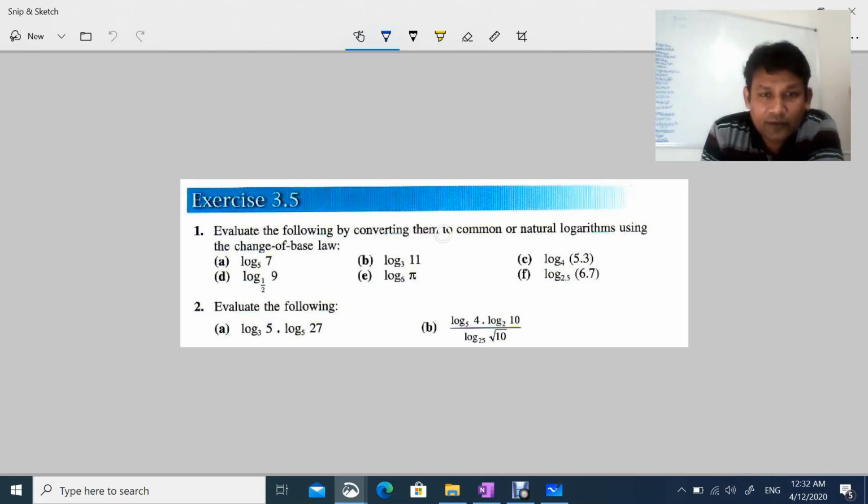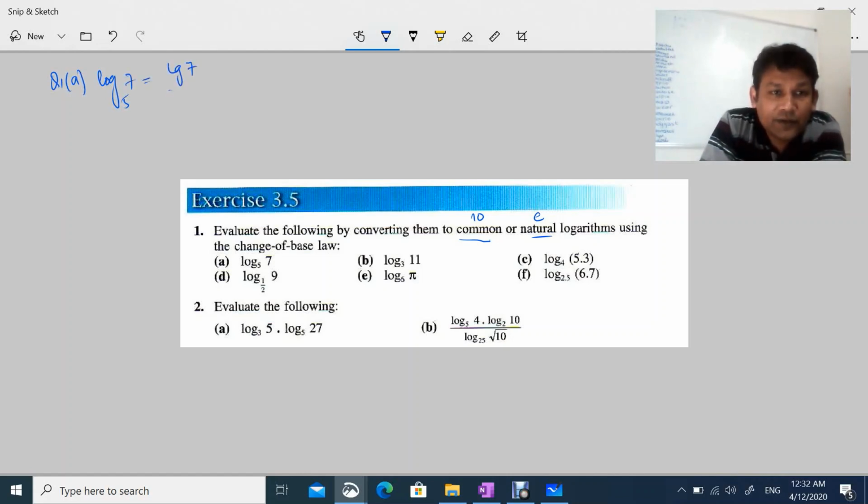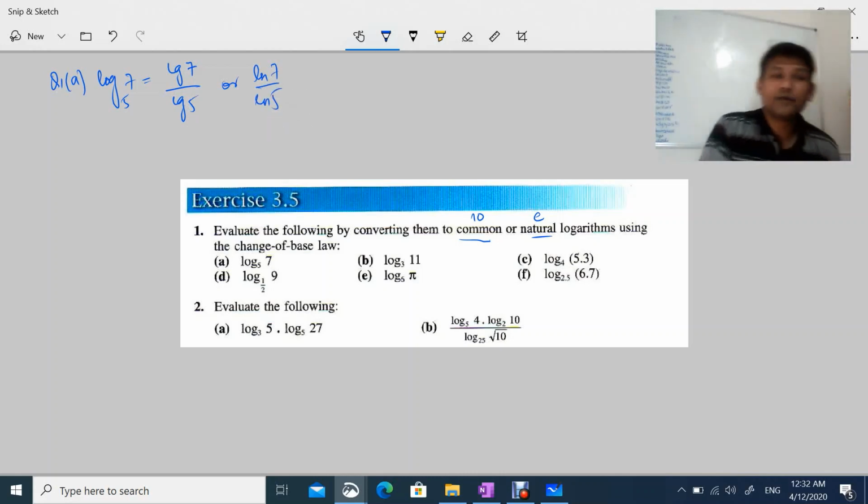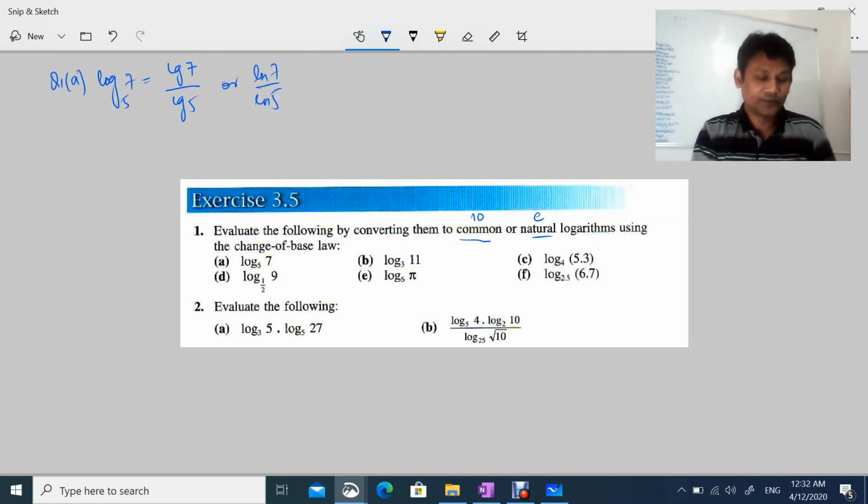Evaluate the following, convert them into common, which means base 10, or natural, which means base e. It means I have to make this base 5 or base 7 into a third base. So the first part, log base 5 of 7, will become lg 7 divided by lg 5, or you can even write ln 7 upon ln 5, there is no problem, and use your calculator and both the answers will be the same.